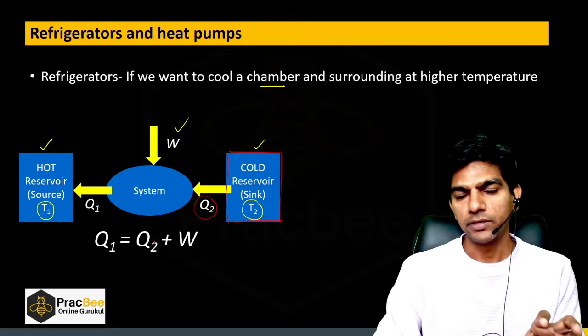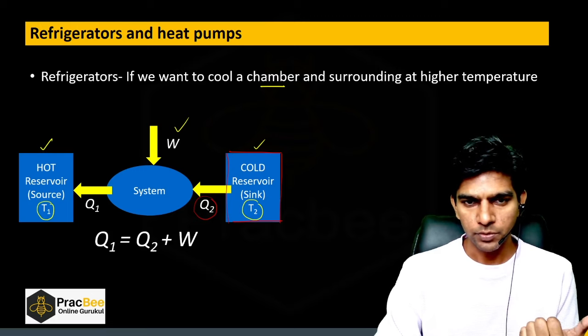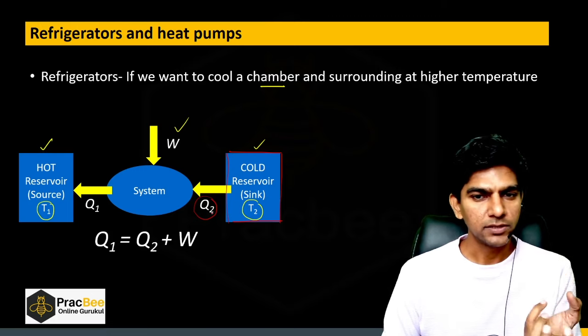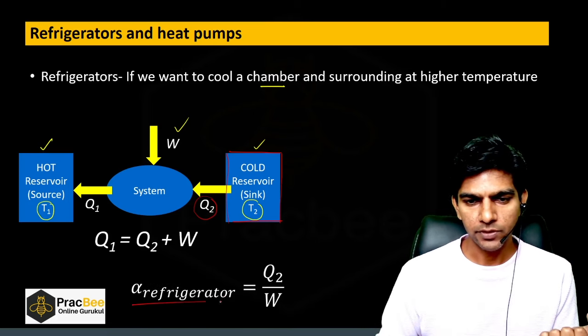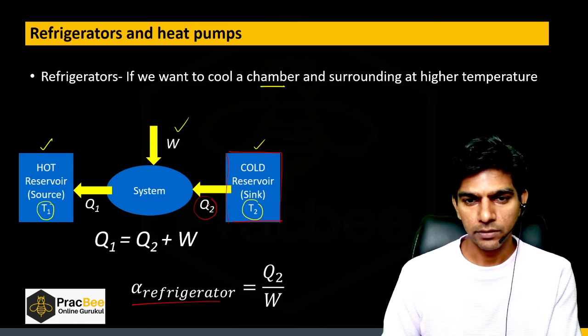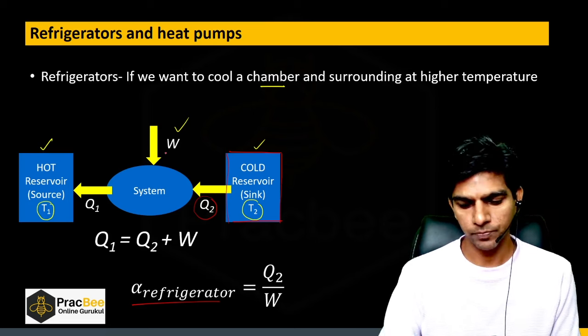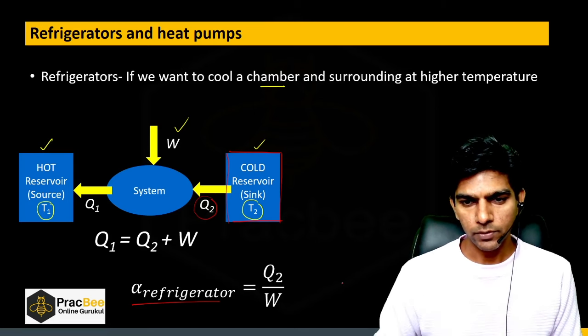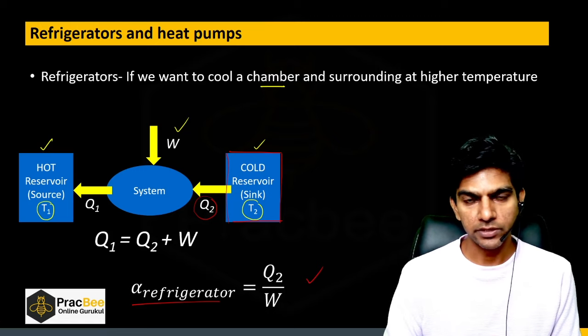And in a refrigerator, we'll talk about a new quantity, which is the coefficient of performance. So what is the coefficient of performance? We want to maximize Q2 per unit work done, right? So the coefficient of performance in case of a refrigerator will be Q2 by W, where Q2 is the heat removed from the cold reservoir and W is the work done on the system. So you have to remember this formula. The greater the value of the coefficient of performance, the more efficient the refrigerator is.